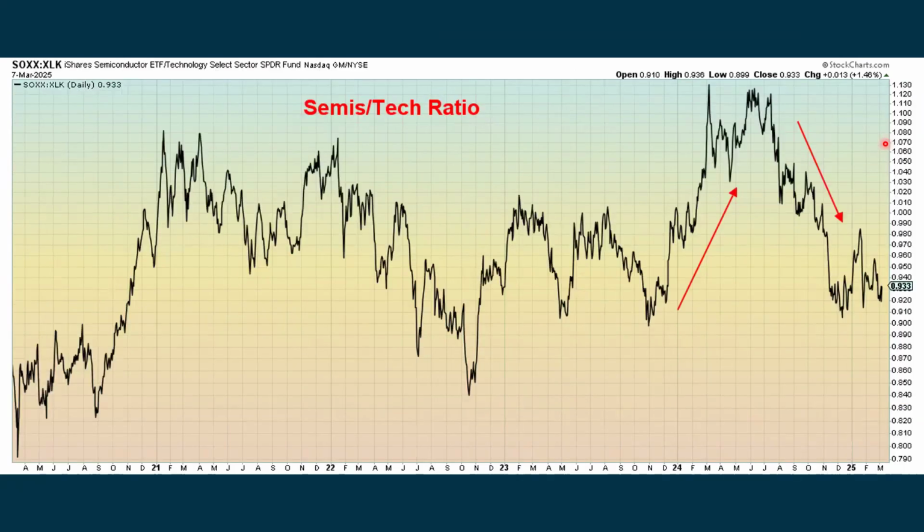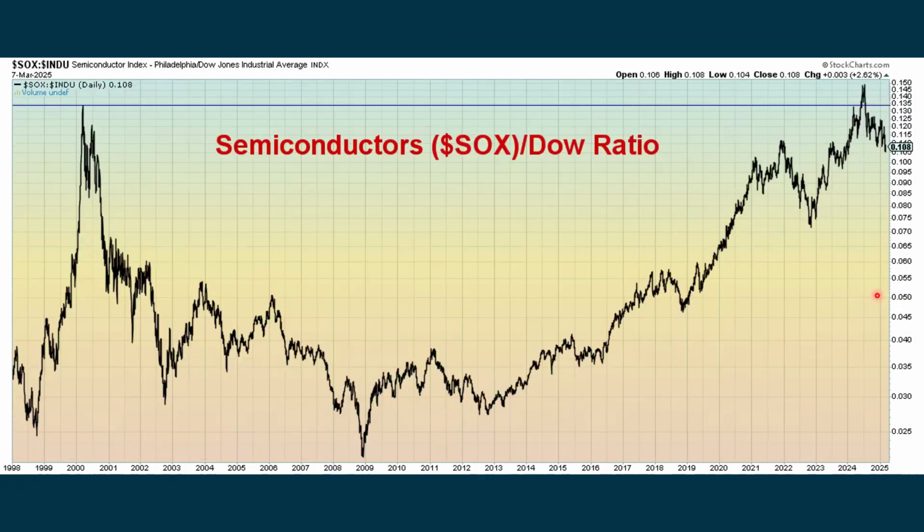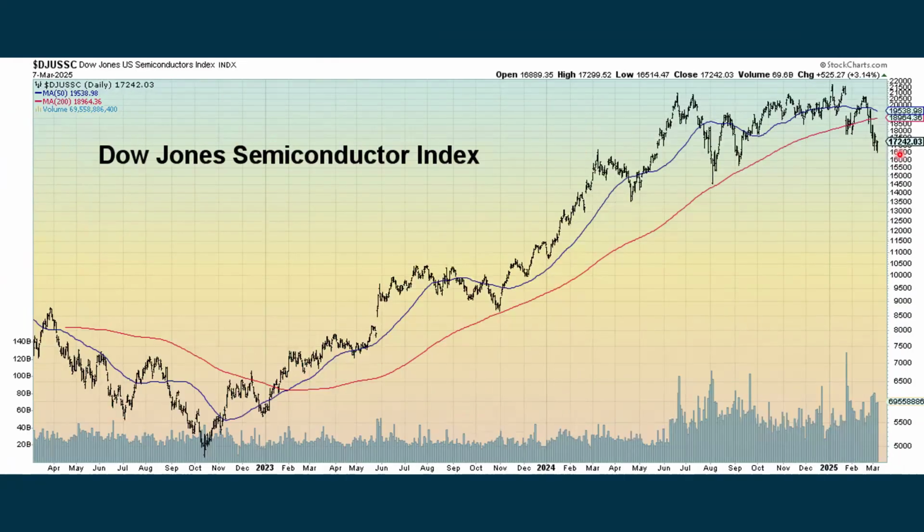Then we do a ratio of semis to tech. It's been chopping sideways lately for the most part. Then we do another ratio of semiconductors to the Dow. This continues to go down, and that's a little bit of a concern. And then the Dow Jones Semiconductor Index, still in an uptrend, but falling below its 200-day moving average. So we're seeing across the board weakness here.